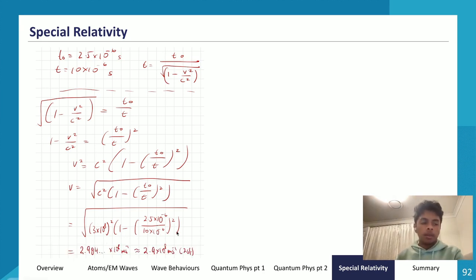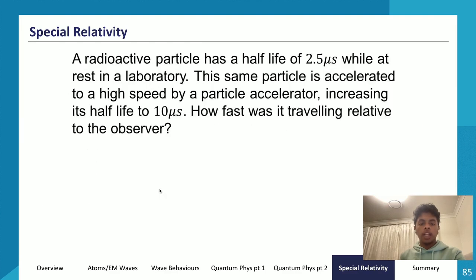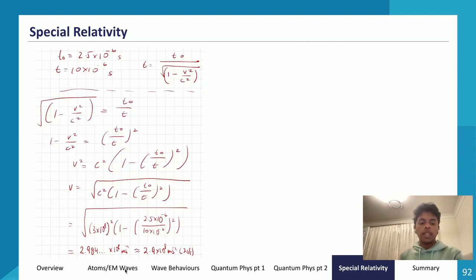2.904 times 10 to the power of 8 meters per second, or around 2.9 times 10 to the power of 8 meters per second. So very close to the speed of light, hence why our dilated time is approximately 4 times greater than our proper time. So it's very close to the speed of light. And the closer we get, the more our dilated time is going to be.